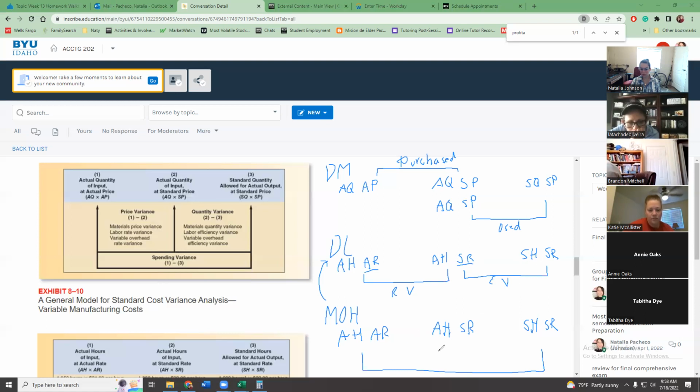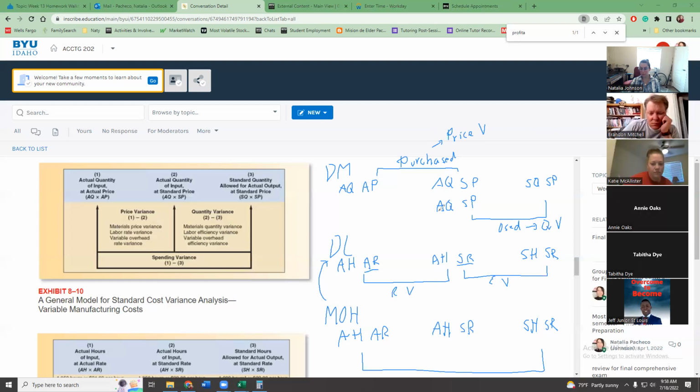And the same here for manufacturing overhead. For this one, this purchase would be the price variance. And this one is the quantity variance. And it makes sense because what you purchase, so it's a price variance, and then what you used, quantity variance.